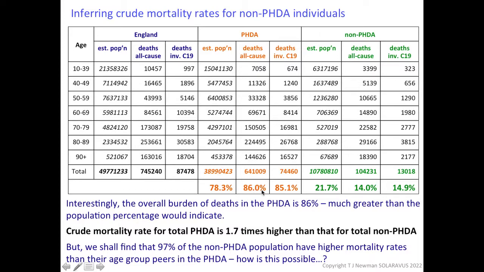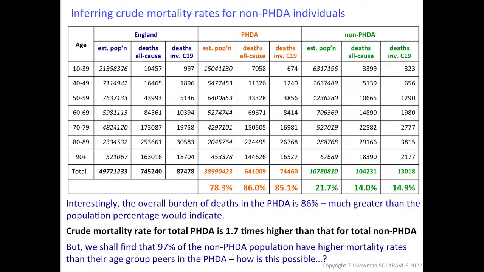Because these deaths are larger than the population by percentage, it means that there are essentially more deaths per population in the official database than in the hidden 10 million, as it were. And in fact, you can easily work out that the crude mortality rate for the total population in the PHDA is 1.7 times higher than that in this hidden population.